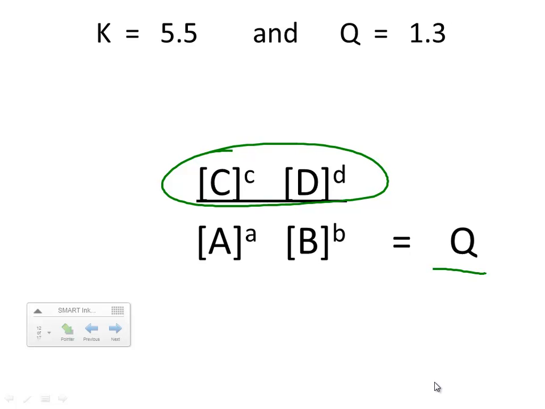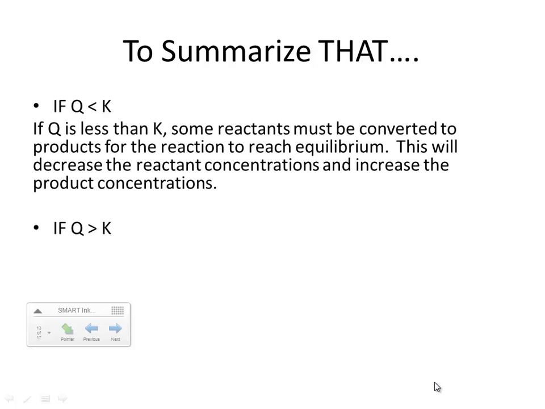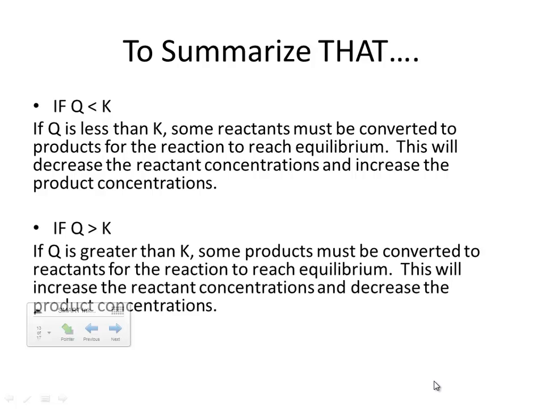To summarize this, if Q is less than K, some reactants must be converted to products for the reaction to reach equilibrium. This will decrease the reactant concentrations and increase the product concentrations. If Q is greater than K, some products must be converted to reactants for the reaction to reach equilibrium. This will increase the reactant concentration and decrease the product concentrations. But you can always look at that equilibrium constant expression and determine if it needs to get bigger or smaller to tell you whether the reaction needs to proceed in the forward direction or the reverse direction.